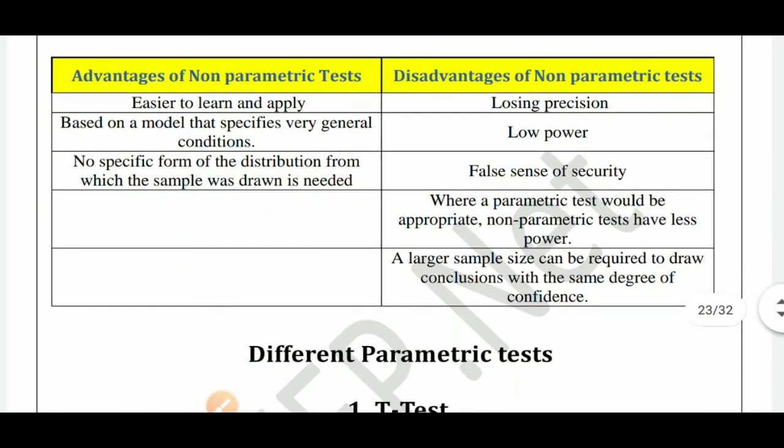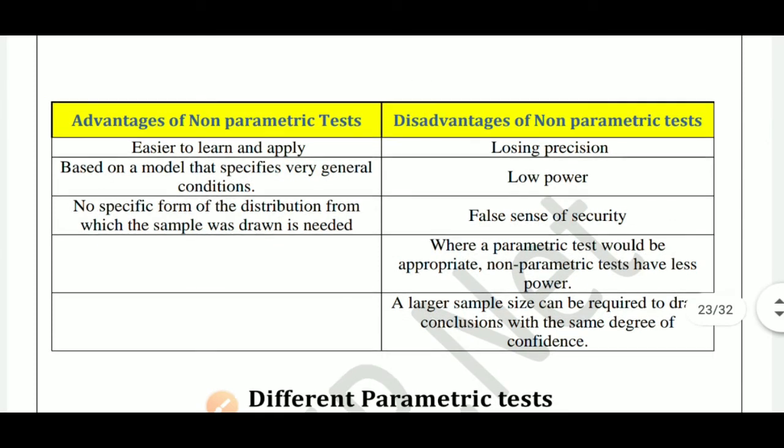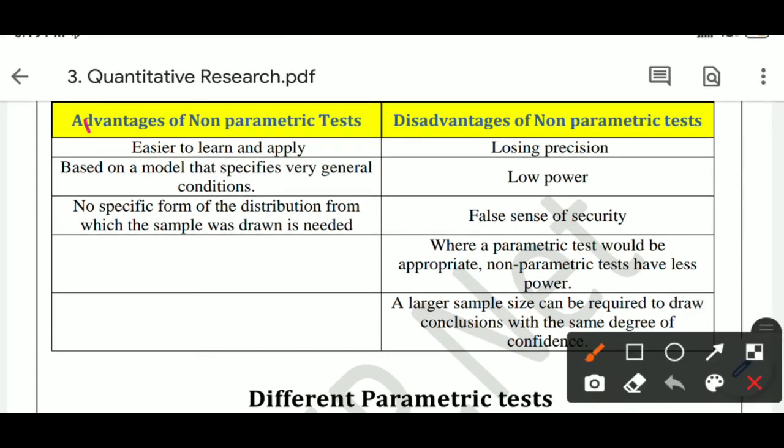Now, what are the advantages and disadvantages of the non-parametric test? It is very easy to apply, because you can apply it on a small population also, which is based on very general conditions. It means you don't require a very specific condition or specialization for applying this non-parametric test. You can apply it in general conditions, with no specific form of the distribution from which the sample is drawn. So when you are taking the sample, the specification of the distribution is not as difficult, or you can say not as specific.